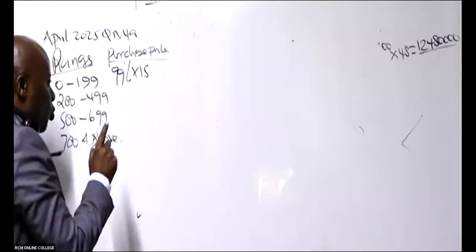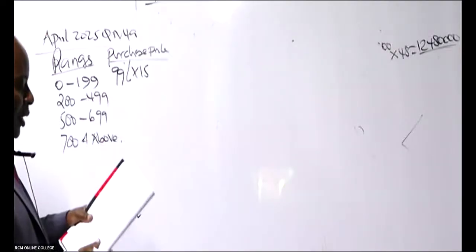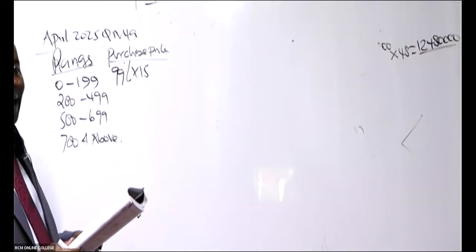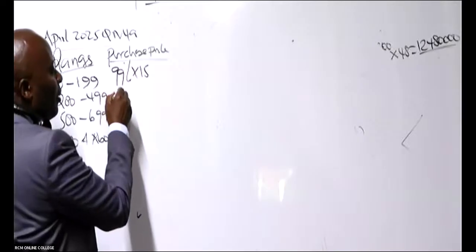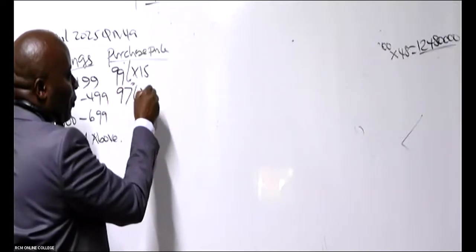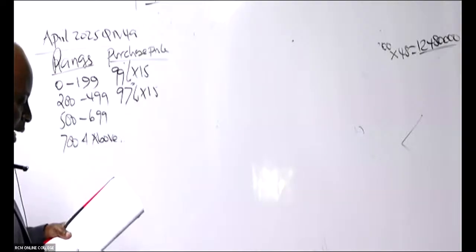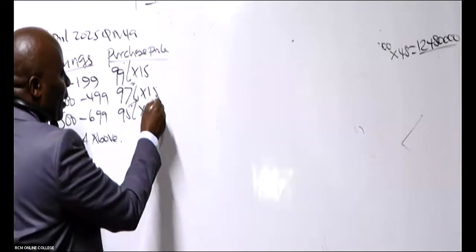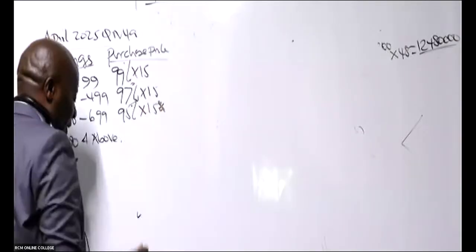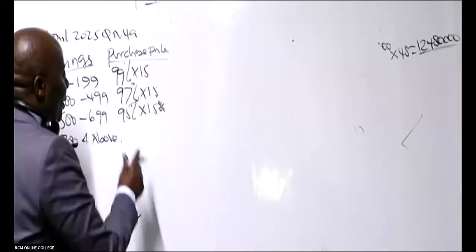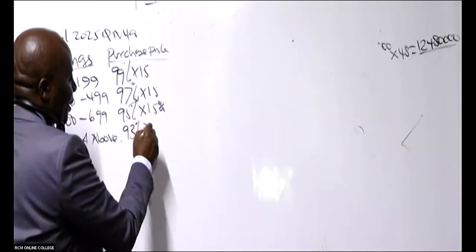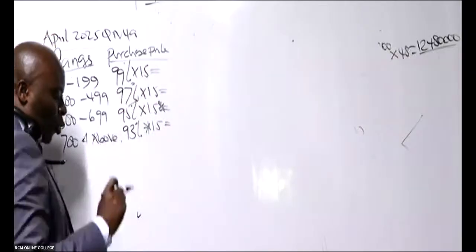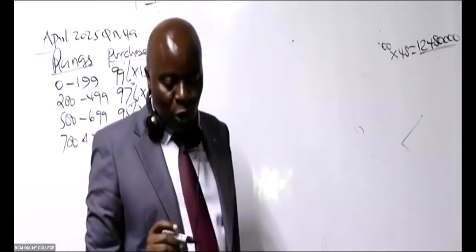Now, can we kindly continue? How about this other class? The discount is 3%. So we procure it at what percentage? 97% of 15. The other one is 5%, meaning that I procure this at 95%. The other one is 7%, which means that I procure this at 93%. That is a very good step that a very good student should have gone through to get some free marks.